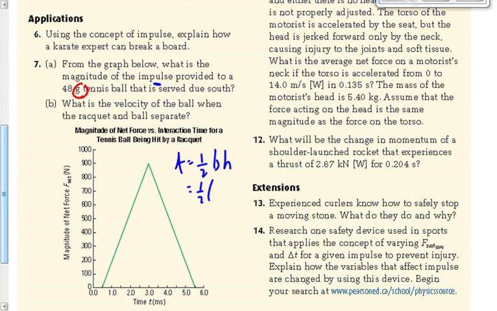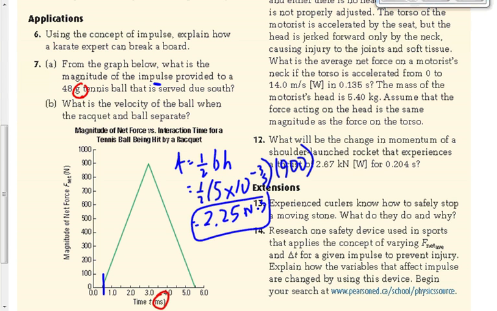It goes from 0.5 milliseconds to 5.5 milliseconds. The base would be 5 times 10 to the minus 3 seconds. Right? 0.5 to 5.5 is 5, and it's 10 to the minus 3 because it's in milliseconds. The height goes from 0 to 900, so the height is simply going to be 900. What does that work out to be? We get 2.25 Newton seconds there.